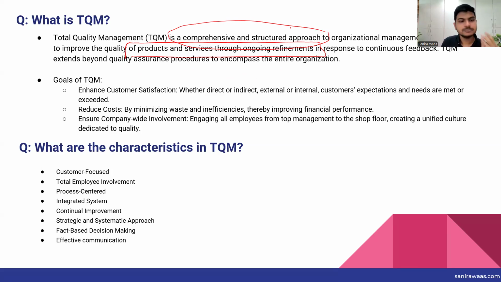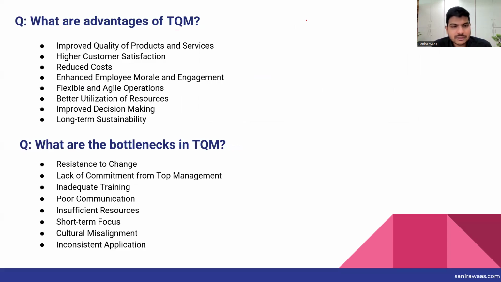The goals I have given, but the most important difference between normal quality management and total quality management is the word continuous. Continuous improvement, and a more comprehensive, more holistic, organization-wide way of managing quality is understood as TQM. So what are the advantages I have given? What are the bottlenecks? This is a part that would be tested also.